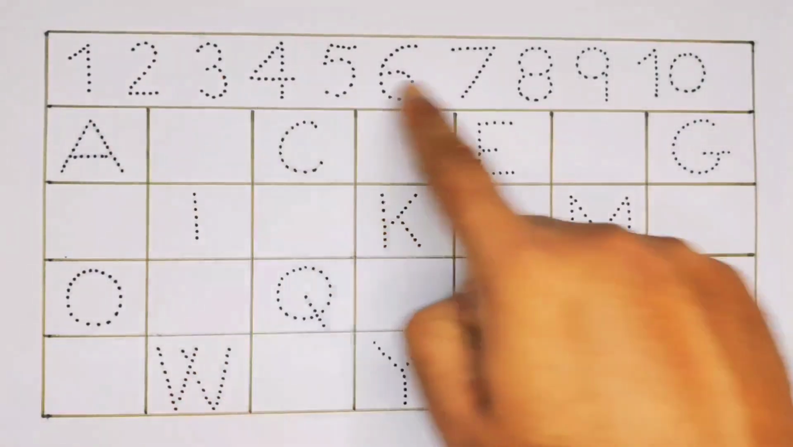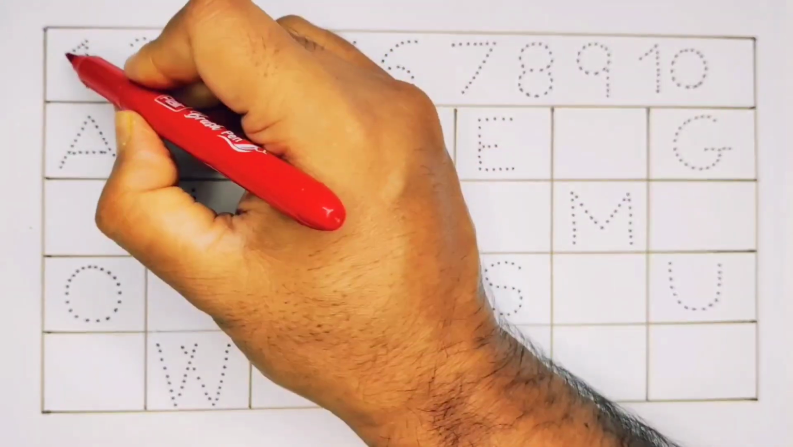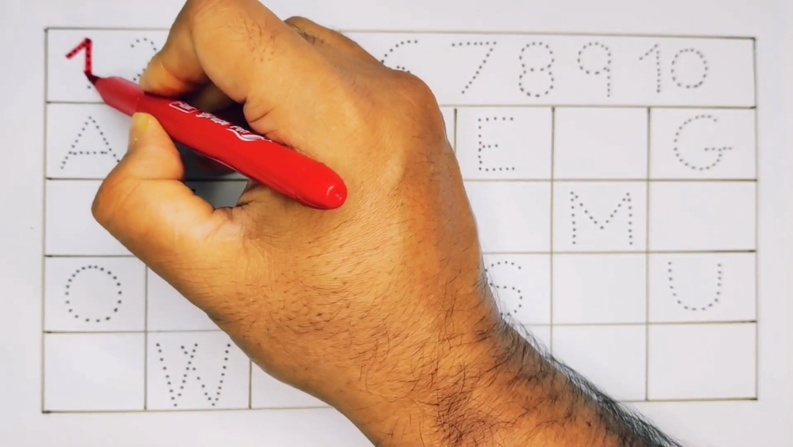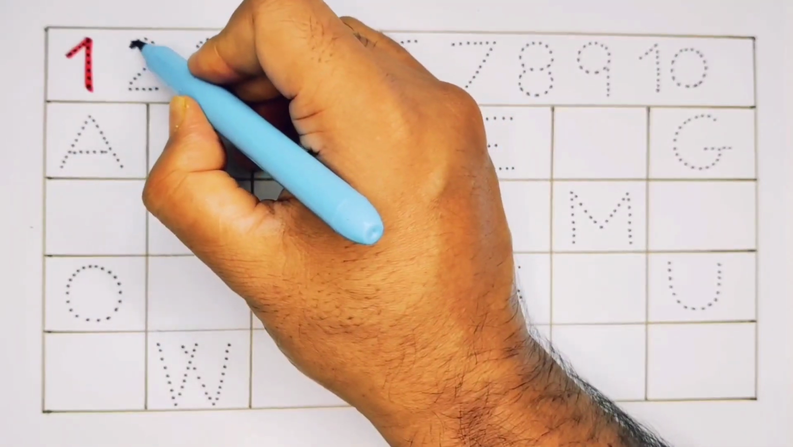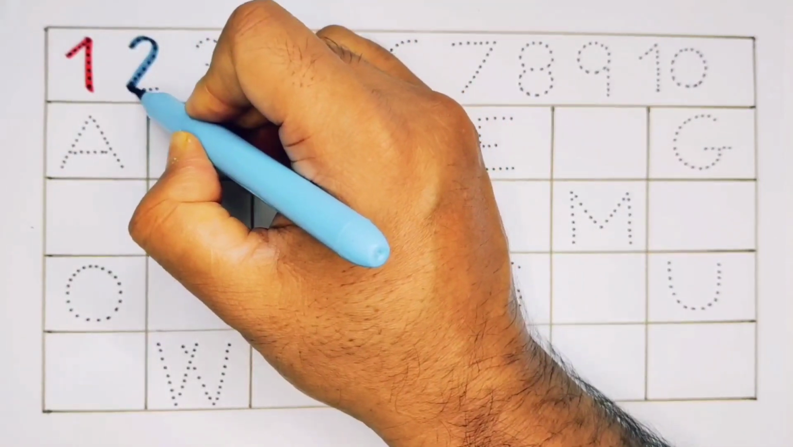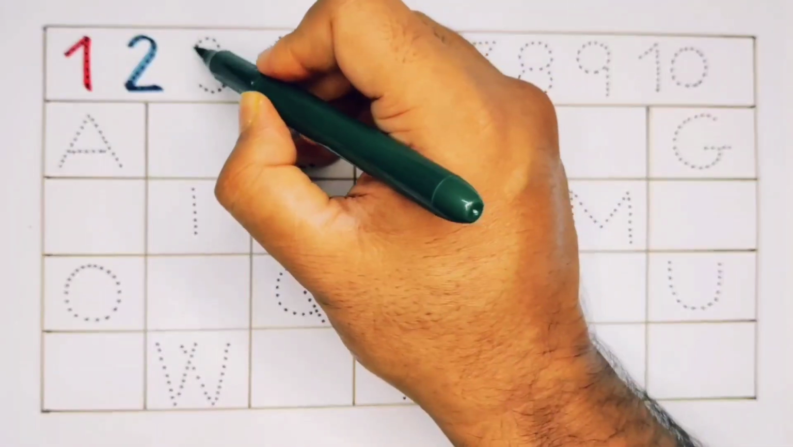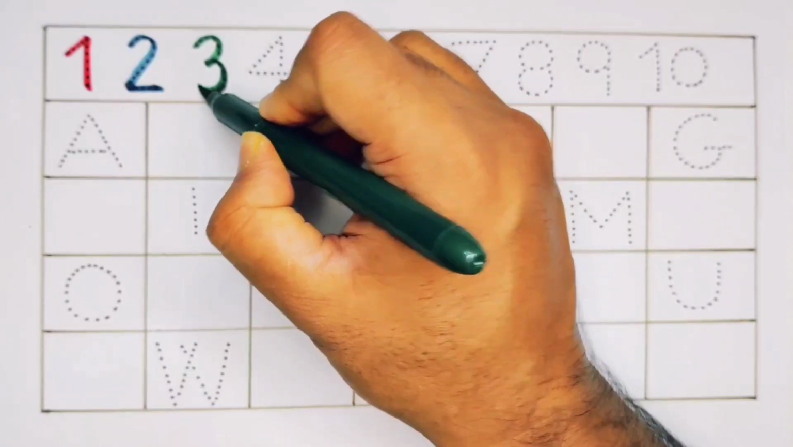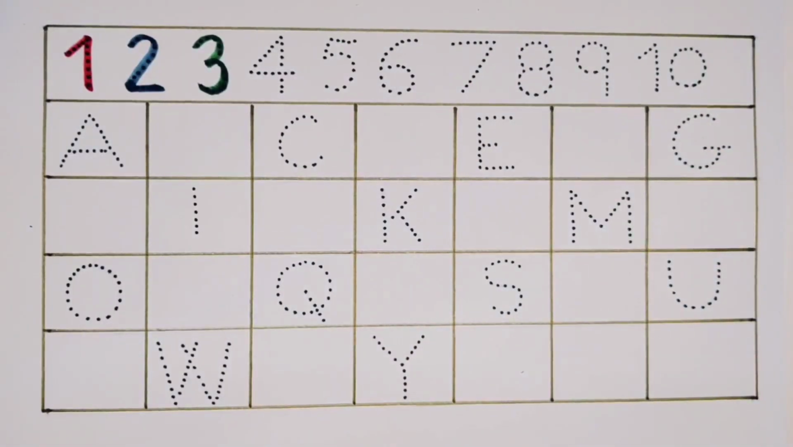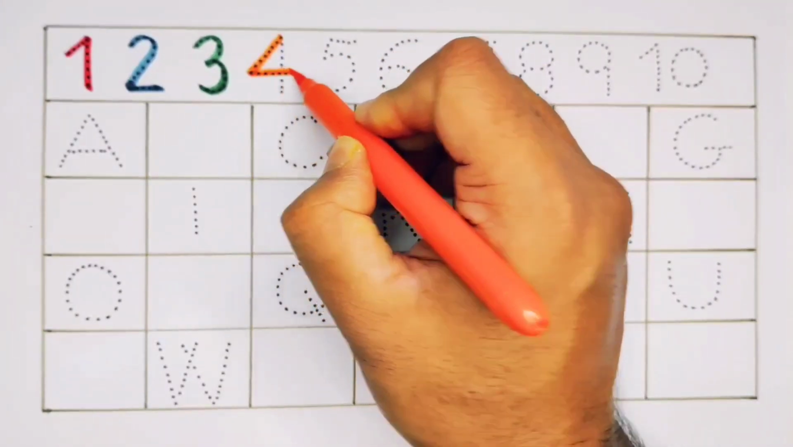Now let's learn the numbers and the ABCD. 1. Number 1. 2. Number 2. 3. Number 3. 4. Number 4.